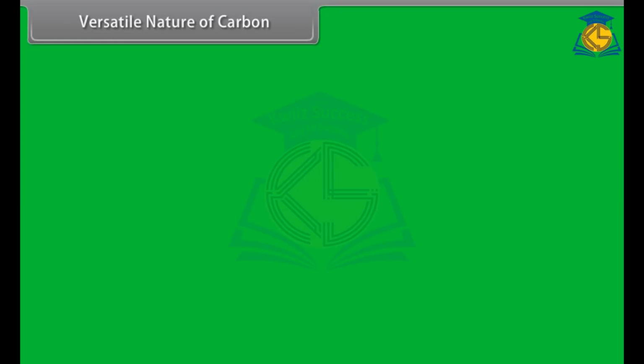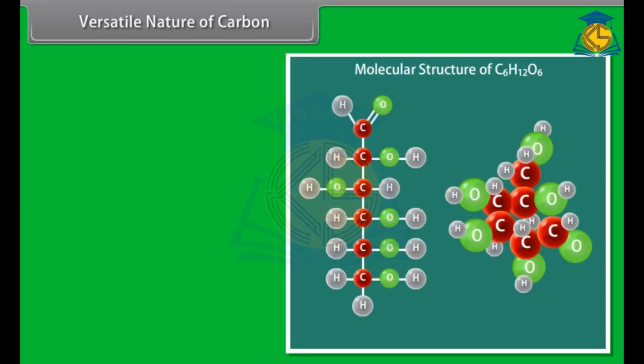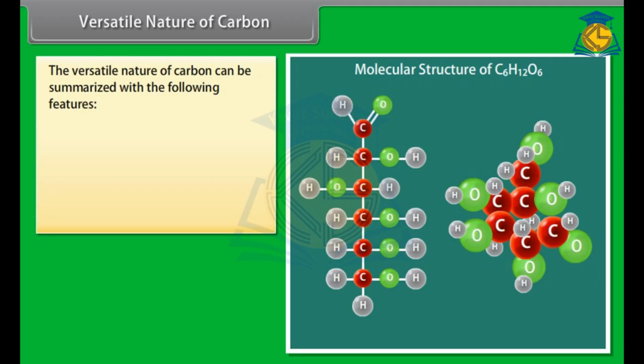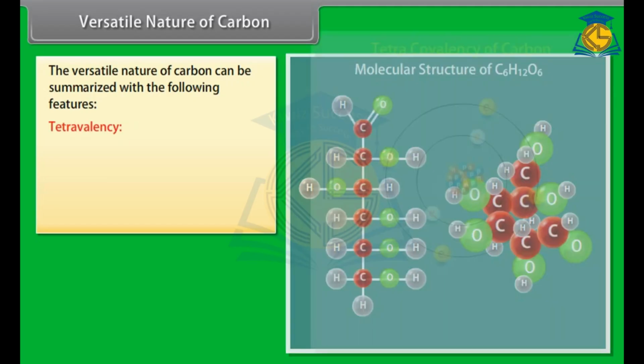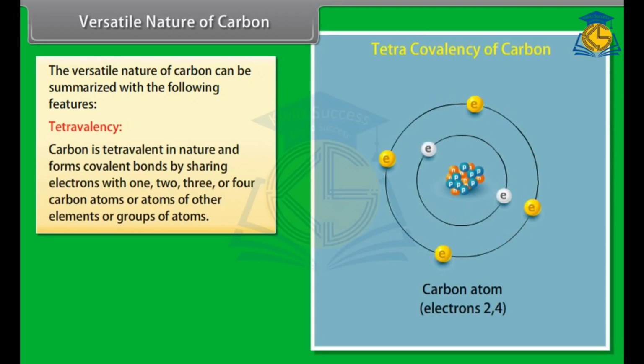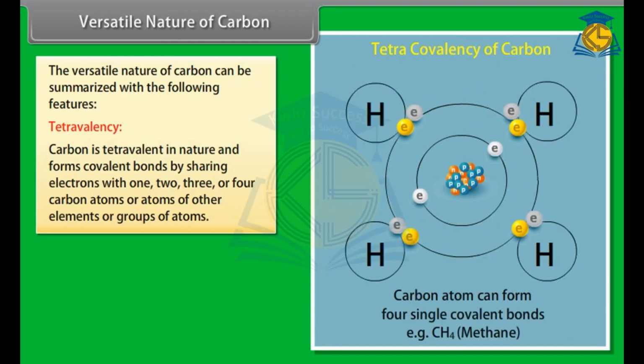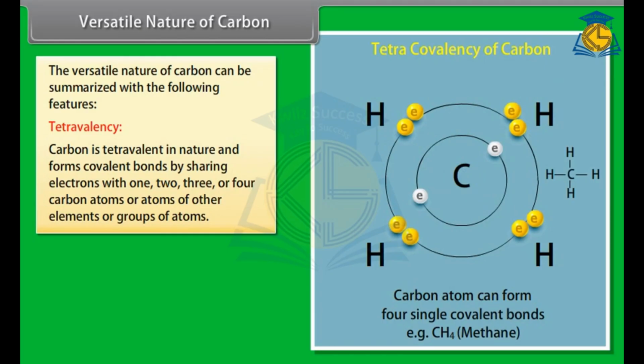Versatile nature of carbon. Organic compounds are made up of carbon, hydrogen, oxygen, and a few other elements. The unique nature of the carbon atom and the arrangement of the bond carbon forms with other atoms enable formation of organic compounds. Tetravalency. Carbon is tetravalent in nature. It always forms covalent bonds by sharing electrons with 1, 2, 3 or 4 carbon atoms or atoms of other elements or groups of atoms.